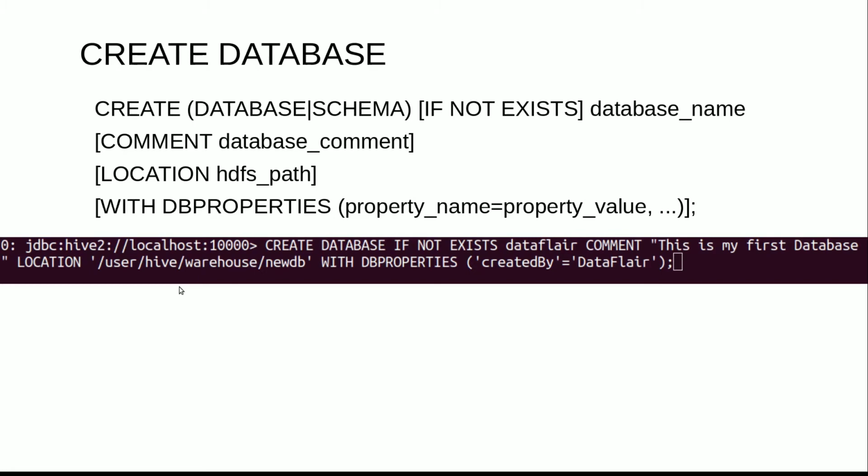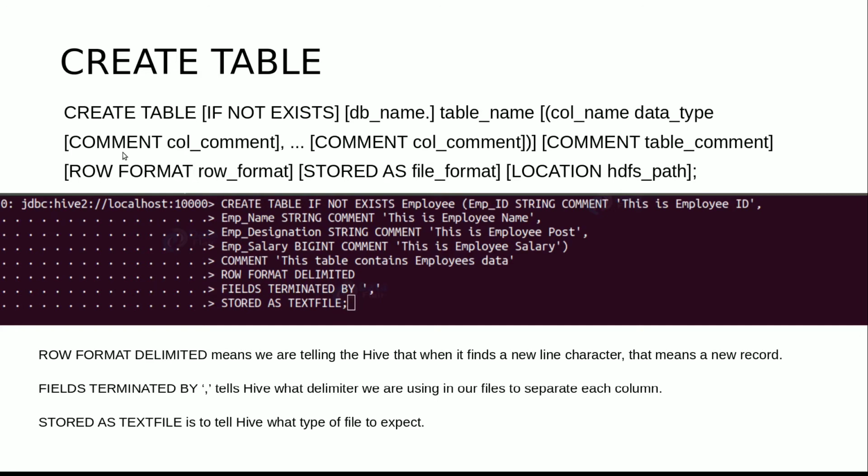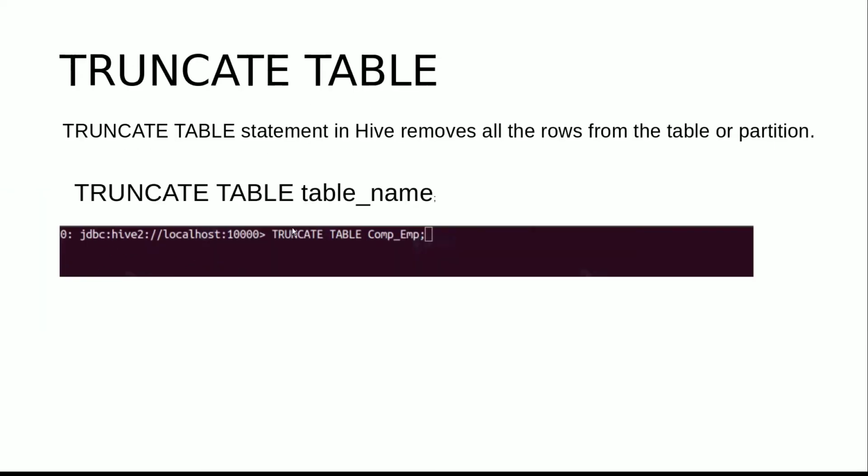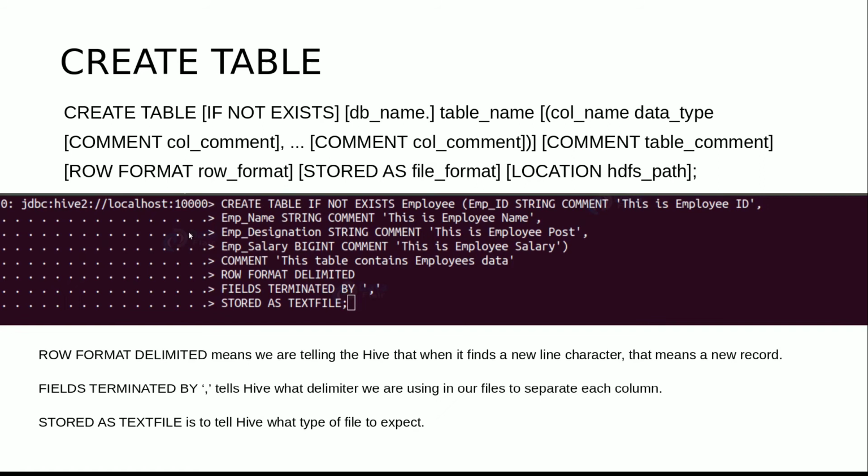So next is the create table syntax. Create table is similar to SQL only. So now you can see create table, if not exists, then this is the table name, then these are the attributes, employee ID, string. Then you can also write the comments over here. Yeah, so employee name, employee designation, all of this is over here.